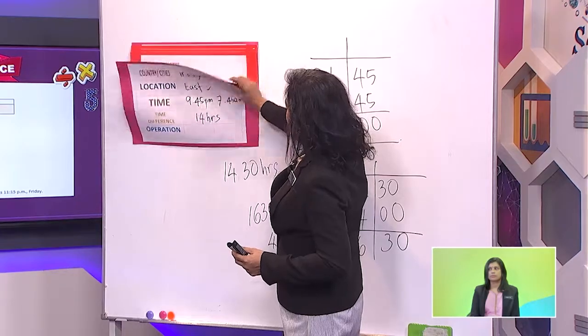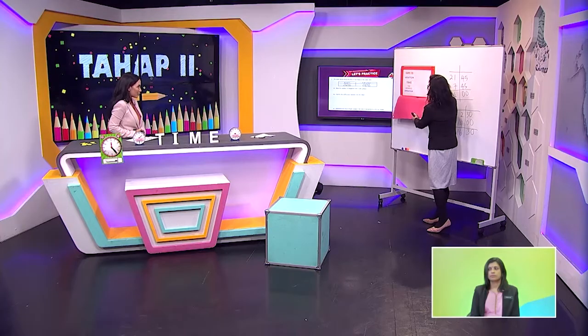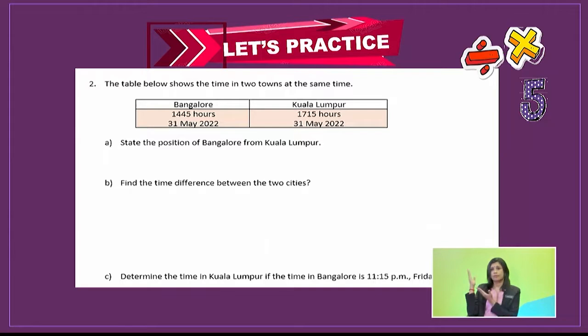Okay, the table below shows the time in two towns at the same time. So we have Bangalore and Kuala Lumpur. In Bangalore, it's 14:45 hours, and in Kuala Lumpur, it's 17:15 hours. So that's the time, and the date is 31st May in both Bangalore and Kuala Lumpur.